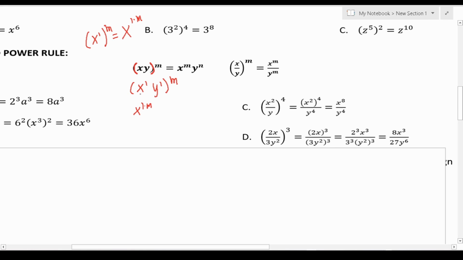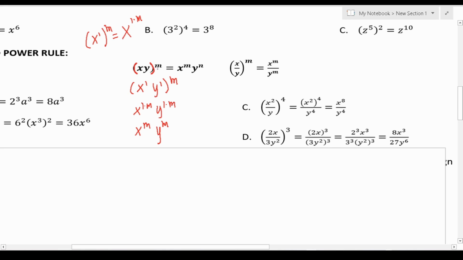I did the power rule between x to the first and m. And now I'm going to apply the power rule to this y as well. So this is going to be y to the 1 times m. And if we simplify this, this is x to the m. Anything times 1 is itself, so that's just m. And again, anything times 1 is itself, so this is just m.